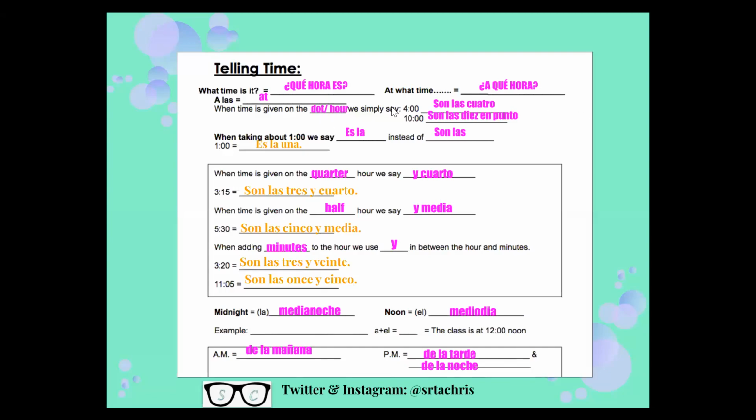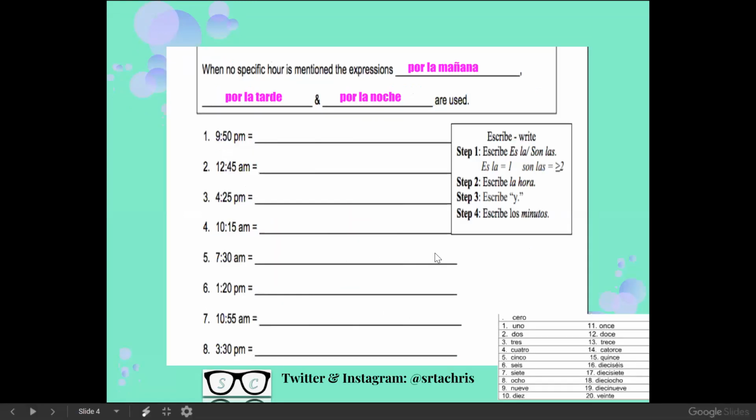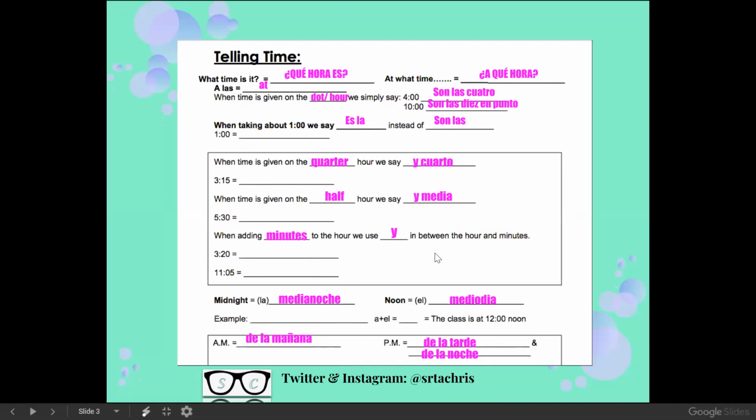All right, so today we're going to learn about telling time. Before we go over the steps for how to say what time it is in Spanish, there are certain expressions I want to introduce to you. ¿Qué hora es? means what time is it? ¿A qué hora? means at what time? There are certain expressions used in time that you need to familiarize yourself with.